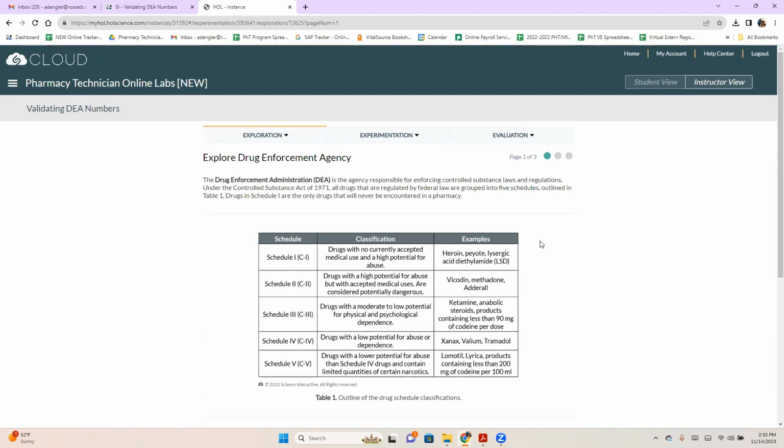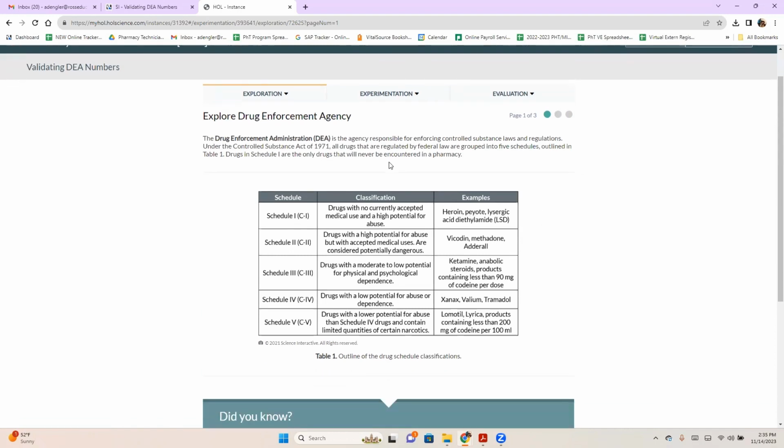Make sure that you really look over this table here. It does give some good examples of medications that are in that schedule. So remember Schedule 1, those are drugs that have no approved medical use. So heroin, peyote, LSD. Schedule 2 drugs are going to be highly regulated with a high potential for abuse.